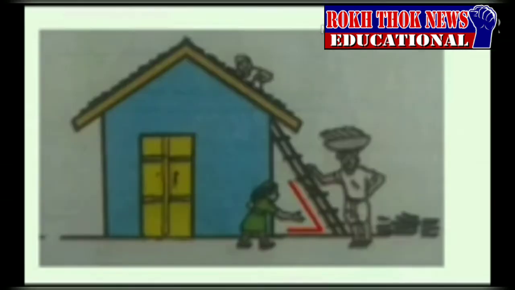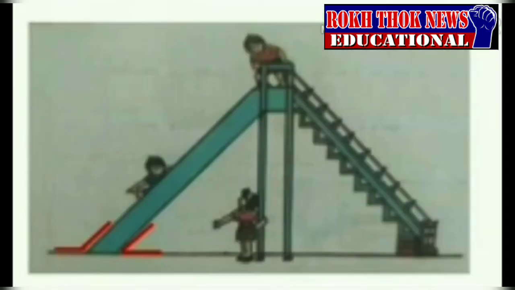In the third picture, what do you see? So again, you see the angle. Here also the ladder makes an angle with the ground. So children, tell me, what is this picture about? Yes, this is a picture of a slide. Again there also you can see the angles between the slide and the ground.